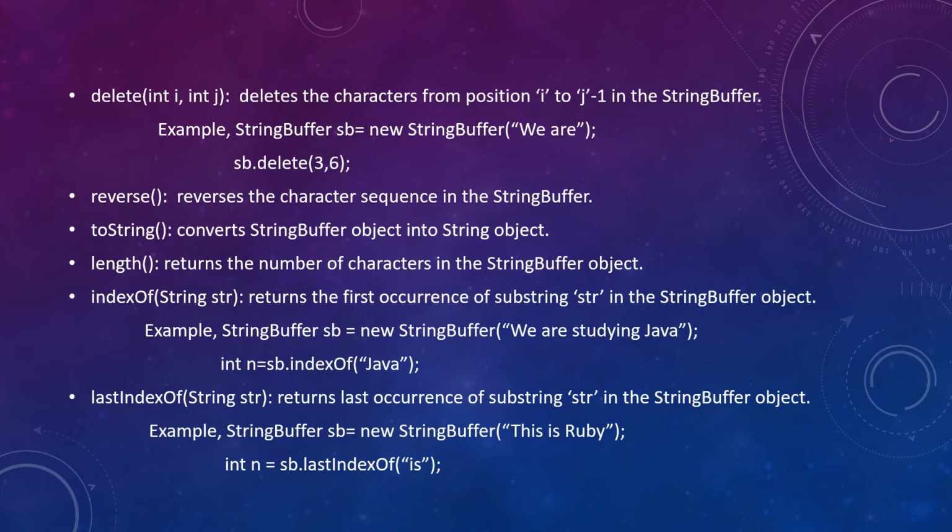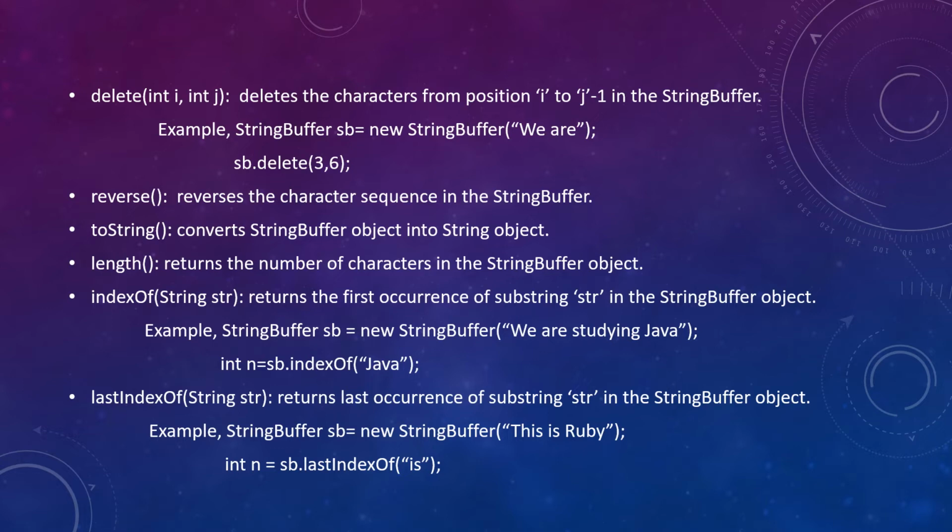Now we come to the delete method. delete(int i, int j). This method deletes the characters from position i to position j-1 in the string buffer. For example, StringBuffer sb = new StringBuffer("vr"), sb.delete(3, 6). The characters from position 3 to position 5 in the StringBuffer sb will be deleted.